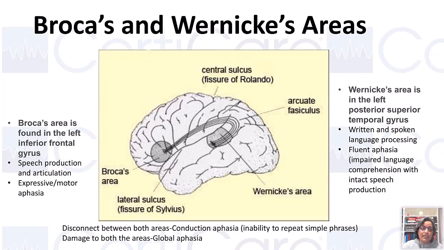The fibers which connect both Broca's and Wernicke's are called the arcuate fasciculus or arcuate fibers. Any disconnect between these two areas causes conduction aphasia, where the patient loses the ability to repeat simple phrases. If there is damage to both areas, it causes global aphasia, which we see in temporal lobe seizures too. If the seizure spreads to the frontal lobe, the patient can show both fluent as well as expressive aphasia.